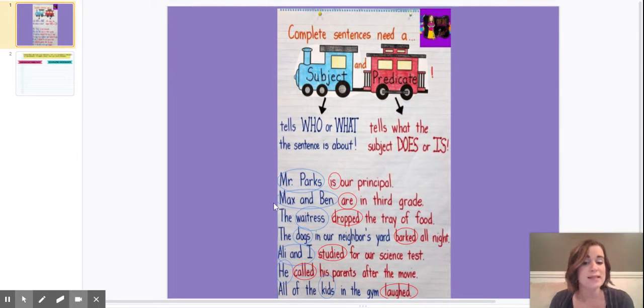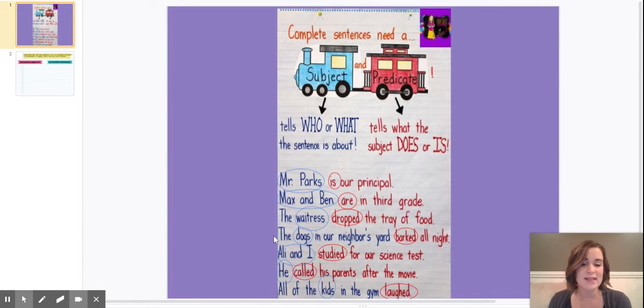The second sentence says, Max and Ben are in third grade. The subject is Max and Ben. The predicate is are. The complete predicate is are in third grade. So you put them together to make a complete sentence. Max and Ben are in third grade. The next sentence says the waitress dropped the tray of food. Waitress is the subject and dropped is the predicate. Then the whole sentence reads, the waitress dropped the tray of food.